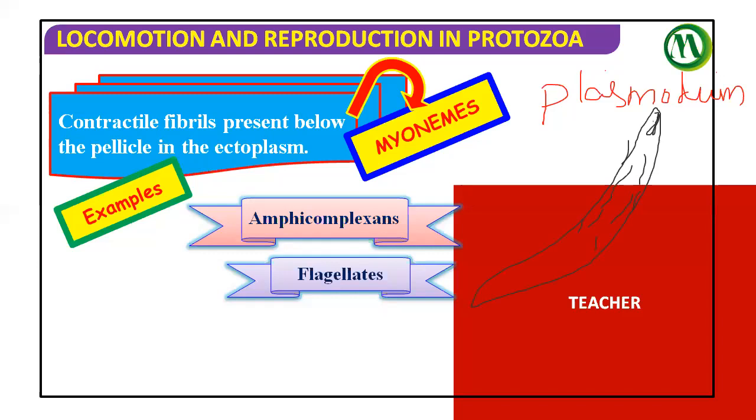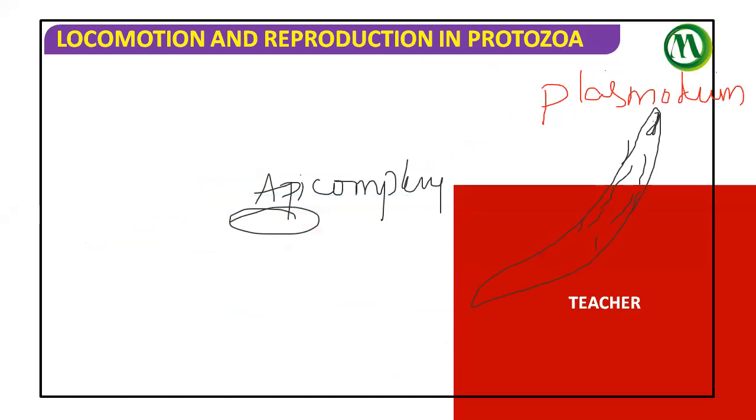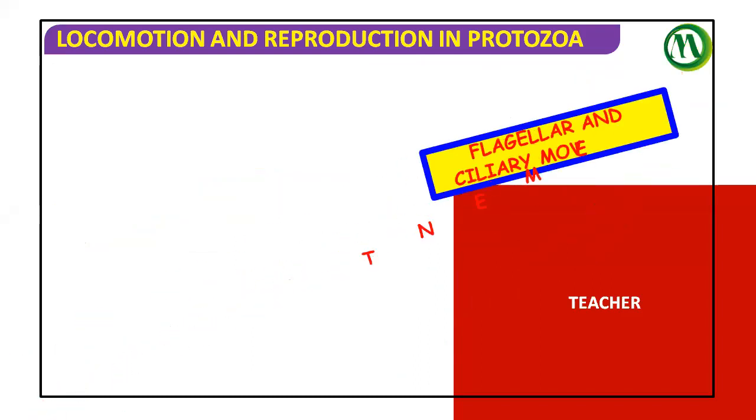Then flagellates, in flagellates also, we call them epicomplexans, the group Epicomplexa. In ciliates also you can see the myonemes. Myonemes are present in ciliates also. So let us see the flagellar and ciliary movements.